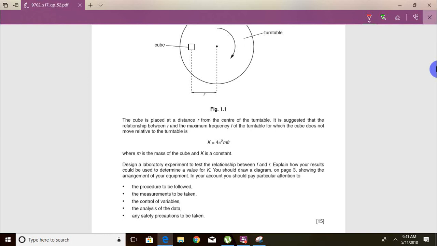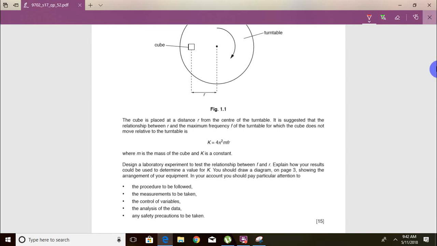Easy peasy. And if you want to get the value of K, you're just going to have to take the gradient of F over 1 over R, right? So what is the gradient of F divided by 1 over R going to be? It's going to be F into R, yay. And then you multiply it by the mass, which you would have measured using a standard accurate electronic balance. And then you're going to multiply by 4 pi squared to get K.